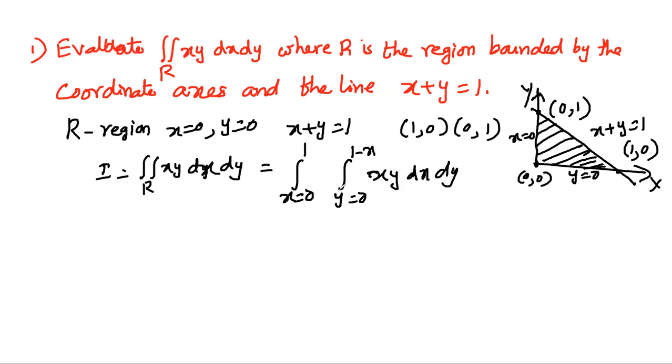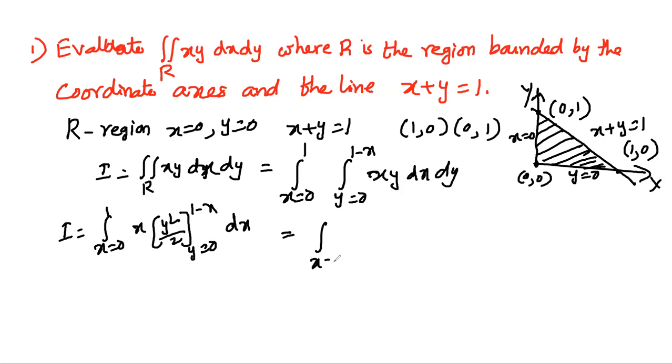Now, in the same numerical, what is the next step? I is equal to the integral with x from 0 to 1, and here the integral of x into y square by 2, with lower limit y is equal to 0 and upper limit 1 minus x, into dx. That is equal to the integral from x is equal to 0 to 1 of x by 2, and in place of y square substitute the upper value, which means 1 minus x whole square, and in place of y, 0 gives obviously 0, into dx.